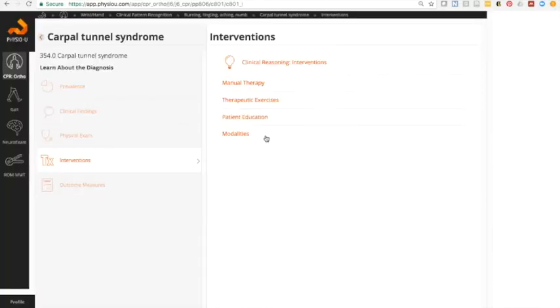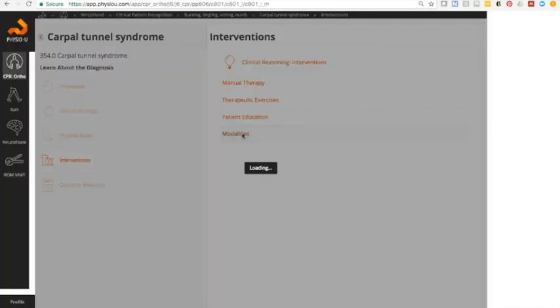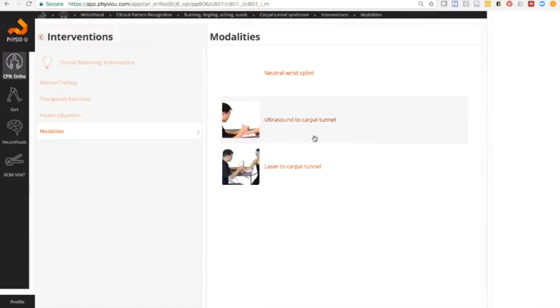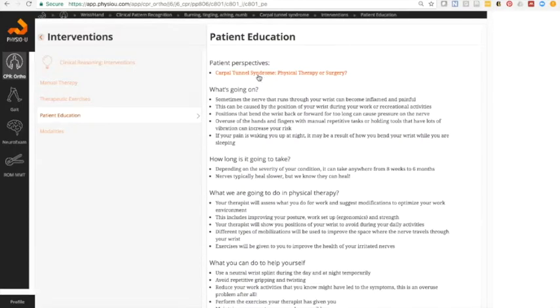All right, so don't forget, of course, that there's patient education and modalities. Ultrasound to the carpal tunnel, laser to the carpal tunnel, and neutral wrist splint is commonly used. And you really want to make sure the patient understands what's going on, how long it's going to take, what we're going to do in physical therapy, and how you can help yourself.